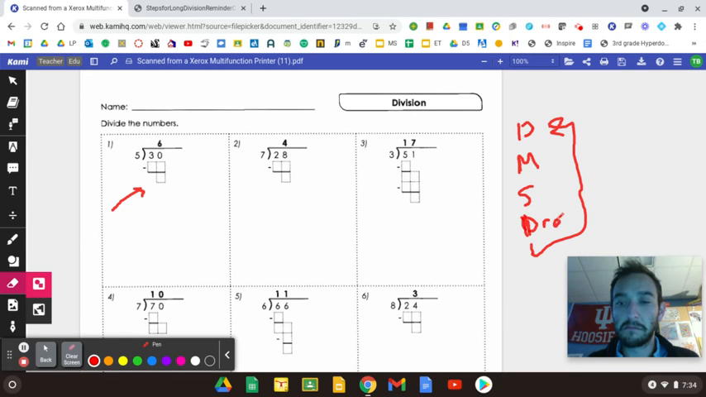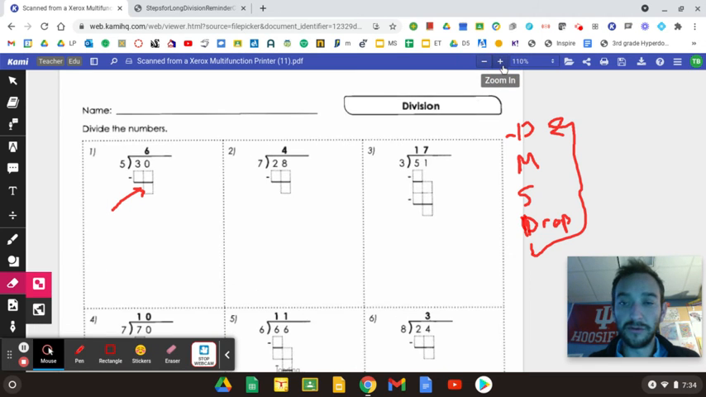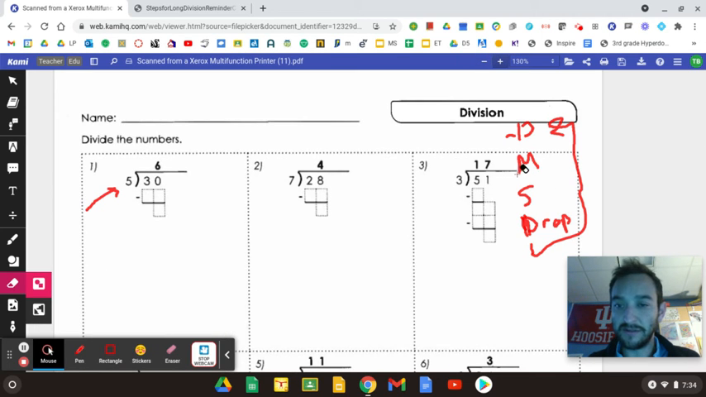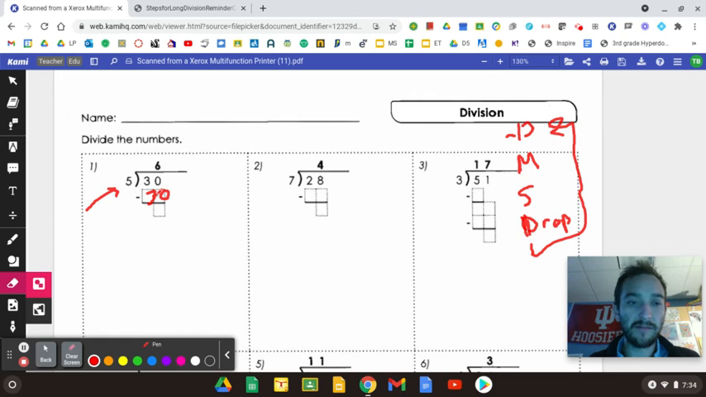I've got to say drop. So you go divide, multiply, subtract, drop, and then you restart. So what they've done is they did the divide part for you. So they said 5 does not go into 3, so we move over and look at the 30. 5 goes into 30 6 times. So now what you need to do is do the next step, which is to multiply. 5 times 6 is 30, and then after you multiply, you subtract. 30 minus 30 is 0.